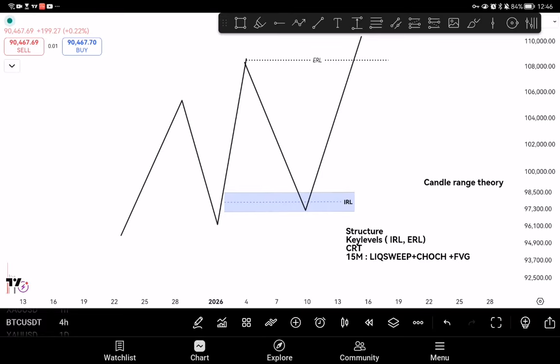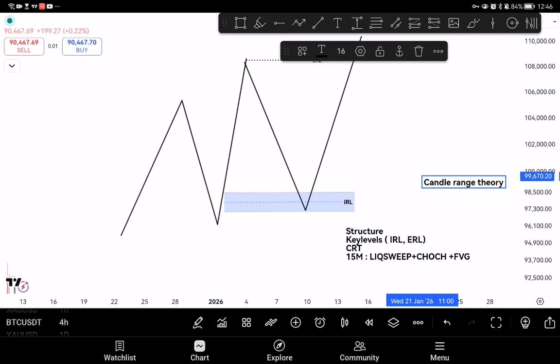We want to see a CRT formation. What is a CRT formation? As I said earlier, CRT is a candle range theory. A candle range theory, what does that mean? It means that price is going to sweep liquidity and close back inside the candle.